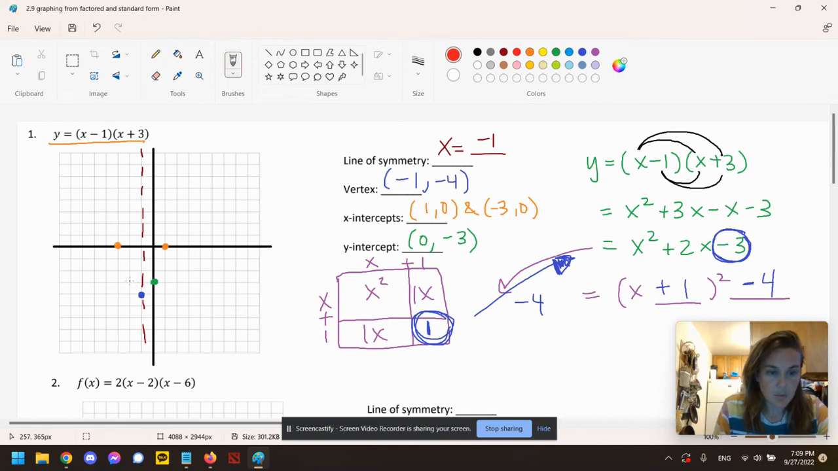Because this is a line of symmetry, I can mirror this green point over on the other side, and I can graph my function. I can also graph this all the way from vertex form by going over 1, up 1, over 2, up 4.